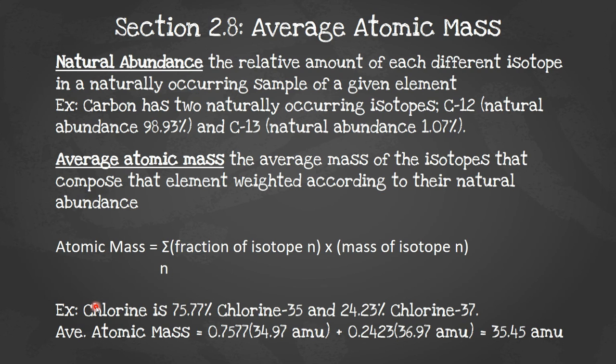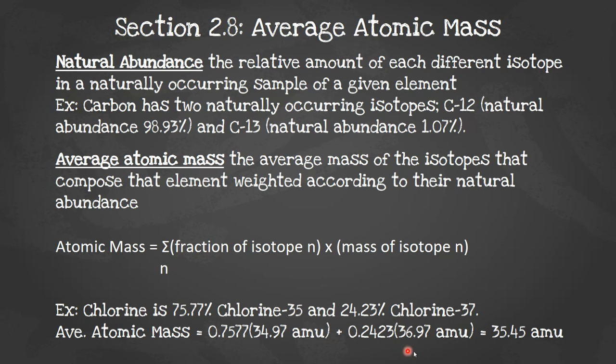Here's our example down here. Okay, our example down here is chlorine, which is 75.77% chlorine-35 and 24.23% chlorine-37. So to get the average atomic mass of chlorine, we're going to change this to a decimal, 0.7577, multiply it by the actual mass of chlorine-35, which is 34.97 AMU, and change this percentage to a decimal, 0.2423 times the actual mass of chlorine-37, and you would have to look up the actual mass.